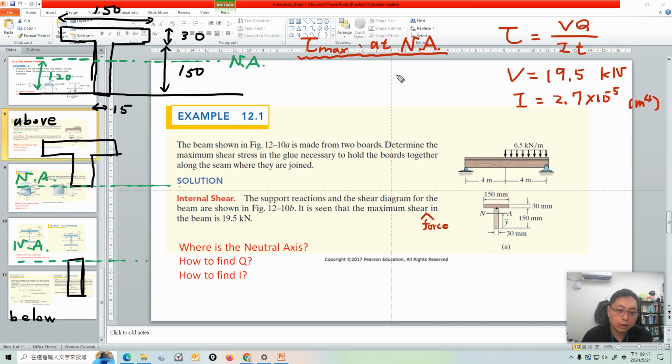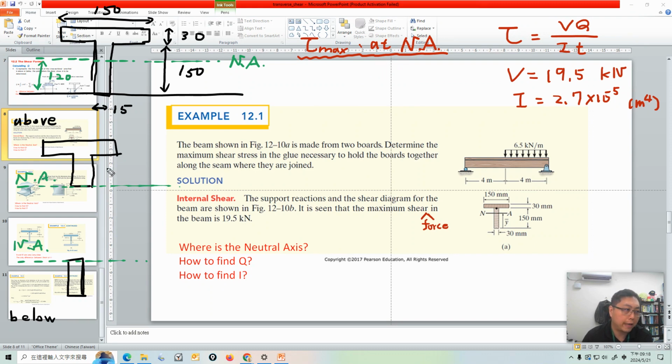In this video I'm going to talk about the point of interest. If we want to calculate the maximum shear stress, we need to calculate Q, and right now the point of interest is at the neutral axis. Previously we said that if your point of interest is above the neutral axis, you calculate the first moment of the area above the point, and if it is below the neutral axis, you calculate the first moment of area below the point.